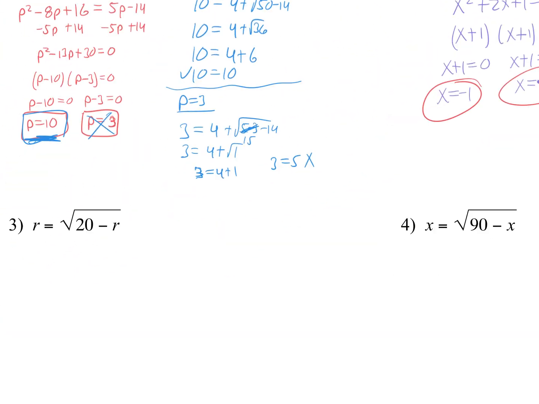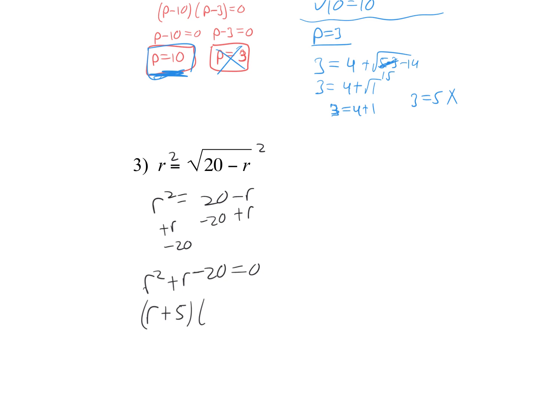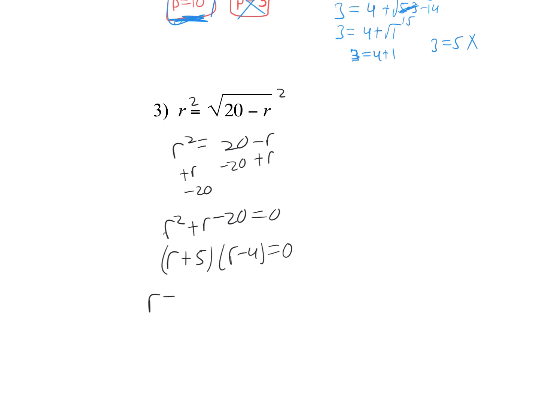All right, let's move along with this one. When it looks like this, we can immediately square both sides. Again, I just have the radical completely by itself, so this is going to get us r squared equals 20 minus r. And then move everything to one side. So move the r, move the 20, and then we get r squared plus r minus 20 equals 0. And then this is factorable. This becomes r plus 5 and r minus 4. Set each of these equal to 0, and I get r equals negative 5 and r equals 4.